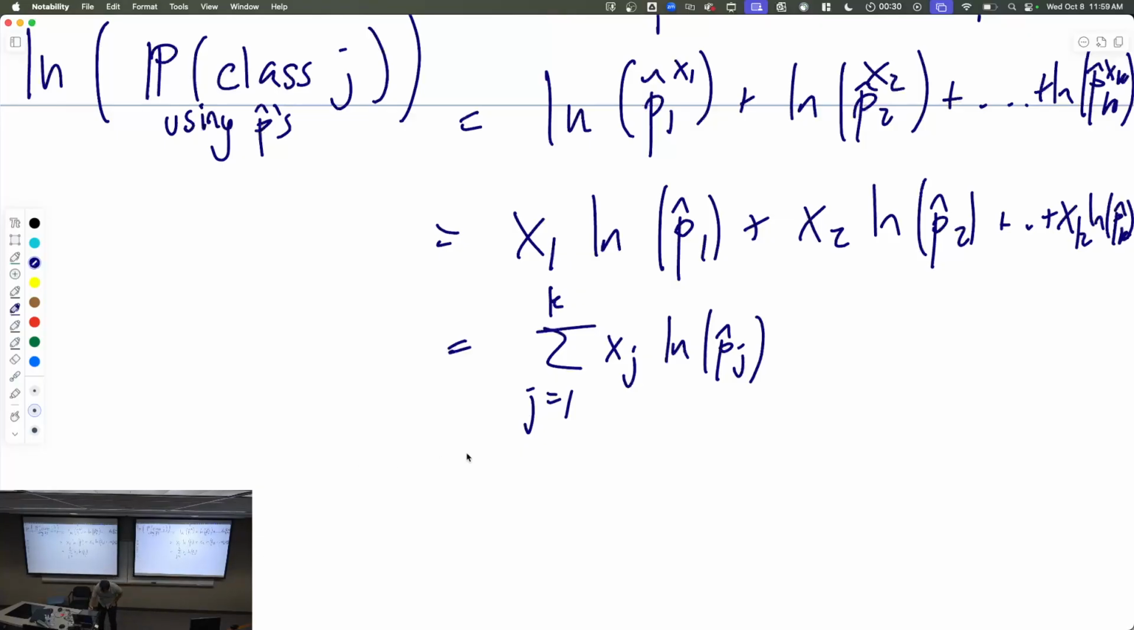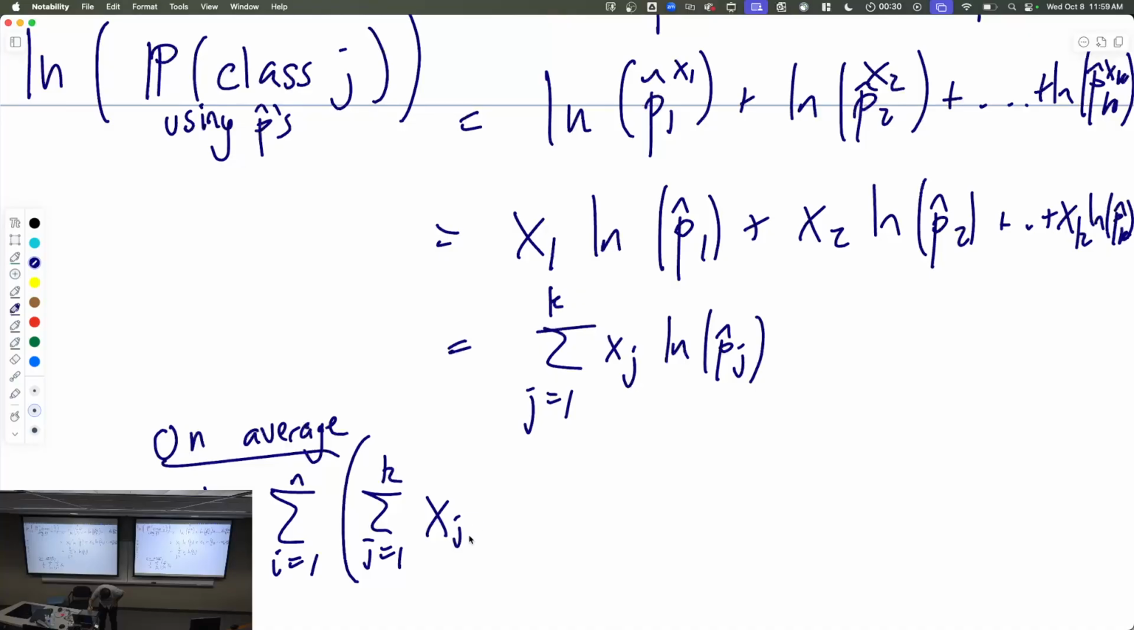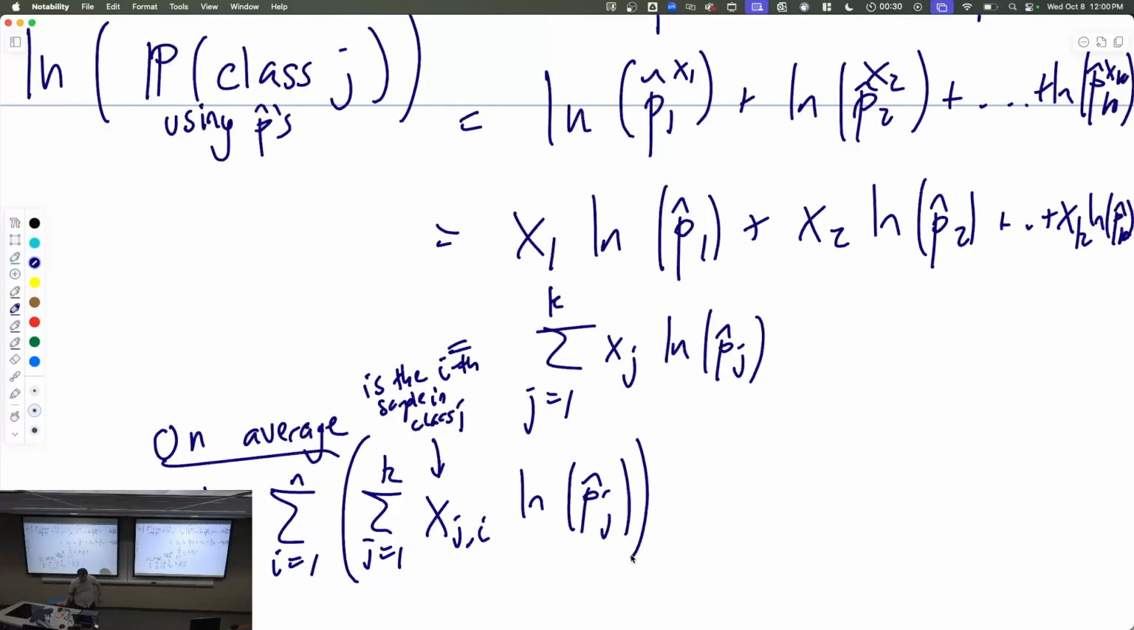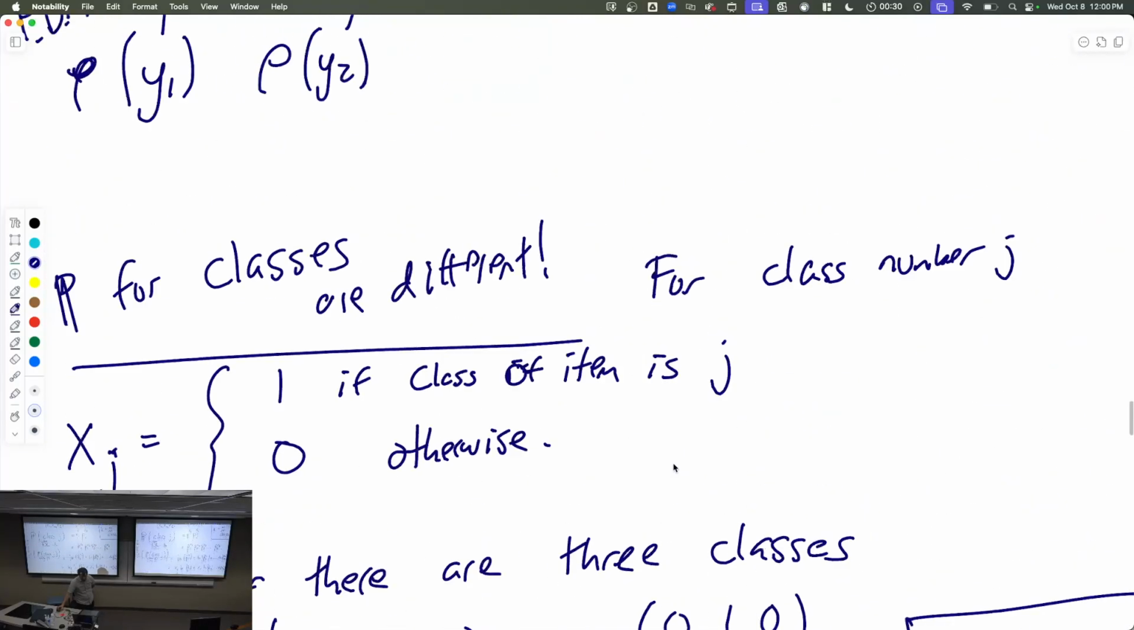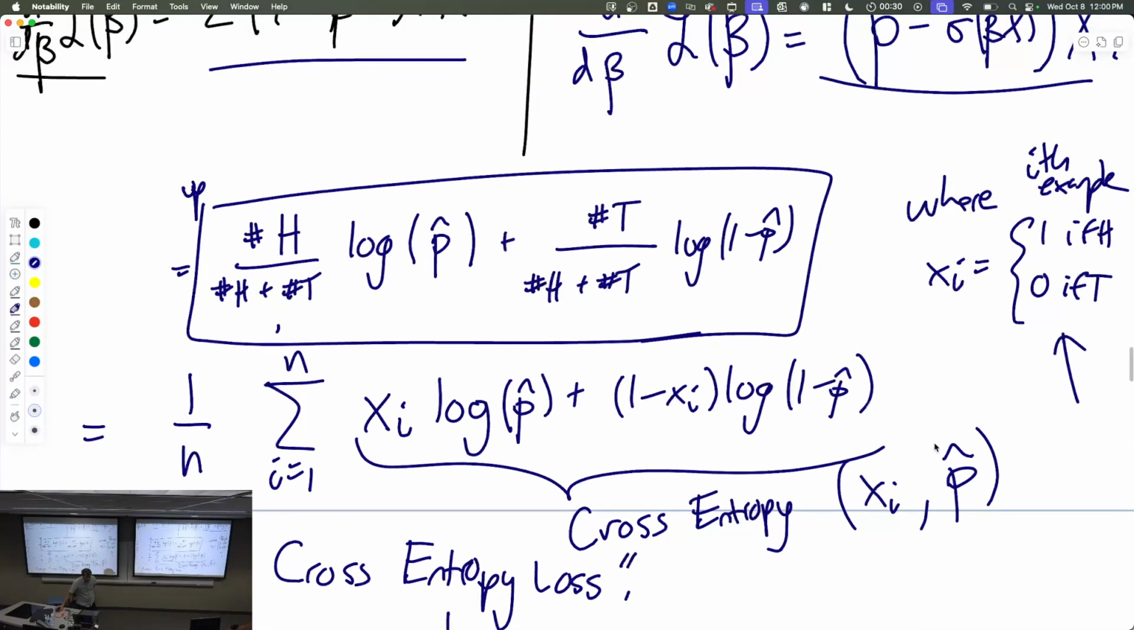And then if you take it on average, for example, you could do the average by doing a big sample size of size m, and you could sum from i equals 1 to n, sum of j equals 1 to k, and then you would do xji, the ith sample in class j, times the log of p hat j. And this is totally the multidimensional analog of what we had before up here, of saying you can add up xi and 1 minus xi.